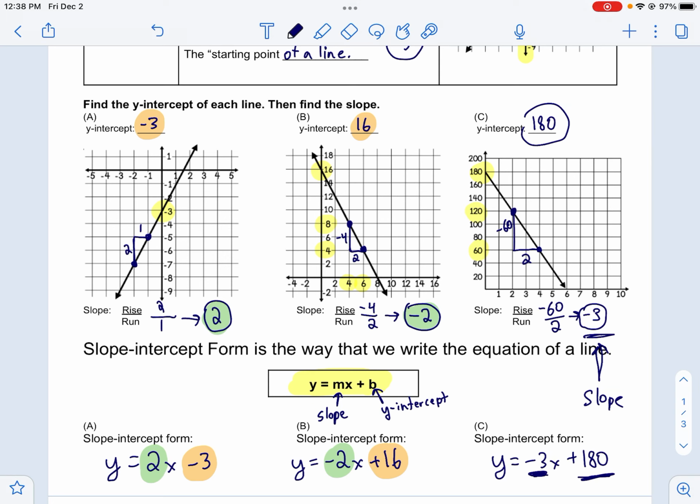Okay, so from there you should feel good to practice. You can turn to the next page, page 5, 6, 7, 8, and practice numbers 1 through 10 in the scavenger hunt.